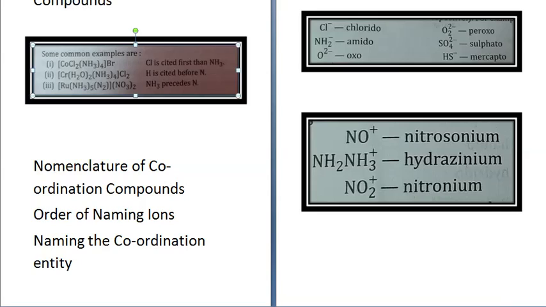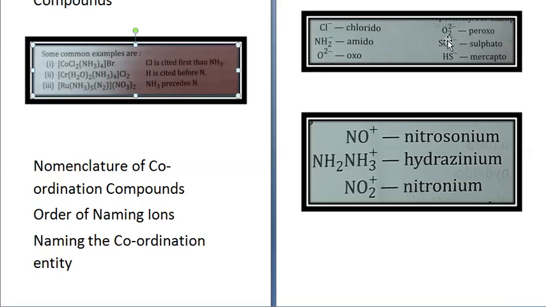When you are naming the ligand, an anionic ligand always ends with O in general. If the name of an anionic ligand ends in IDE, ITE or ATE, the final E is replaced by O. So IDE becomes IDO, ITE becomes ITO, ATE becomes ATO, etc. Like, take for example, Cl minus will be written as chlorido. NH2 minus will be written as amido. O2 minus, oxo.